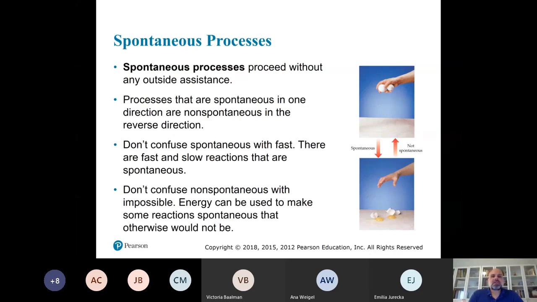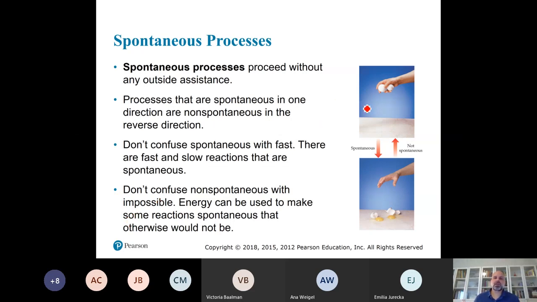So we talk about spontaneous processes. Spontaneous processes proceed without any outside assistance, and processes that are spontaneous in one direction are not spontaneous in the reverse direction, right? So don't confuse spontaneous with fast. There are fast and there are slow reactions that are spontaneous. And then don't confuse non-spontaneous with impossible. Energy can be used to make some reactions spontaneous that otherwise would not be, right?